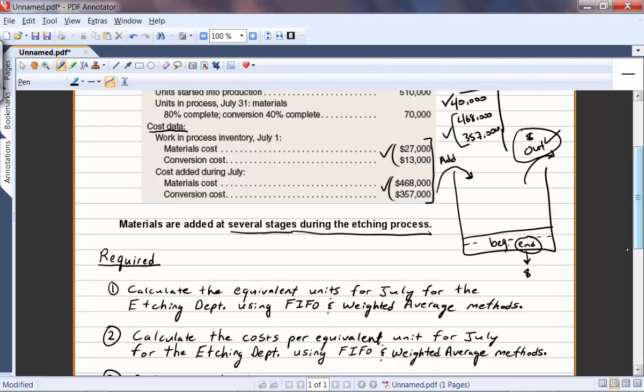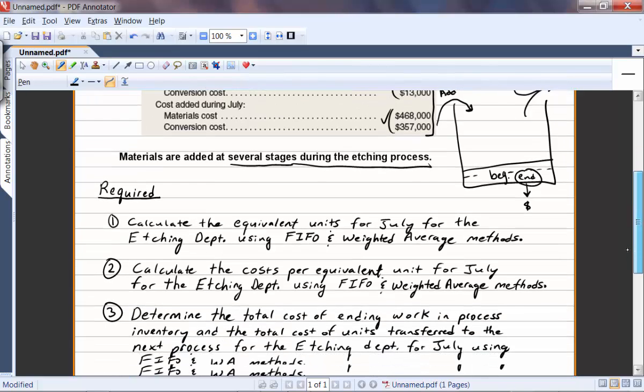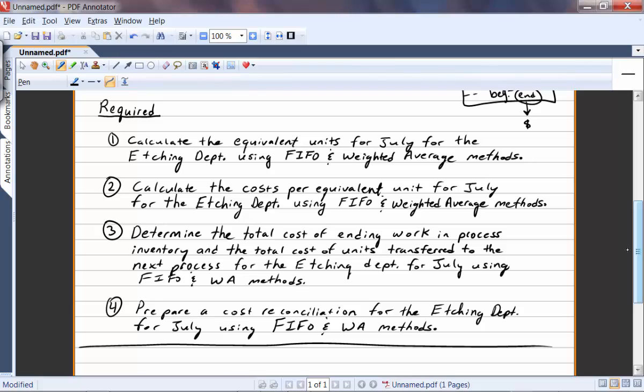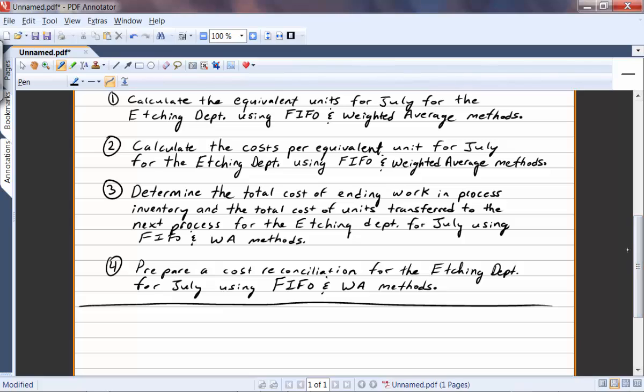We're just going to do it under two different approaches, the FIFO method and the weighted average method. So we need to calculate the equivalent units for July for the etching department using both methods. That's the first step. And then the second step is calculate the cost per equivalent unit for July for the etching department using both methods.